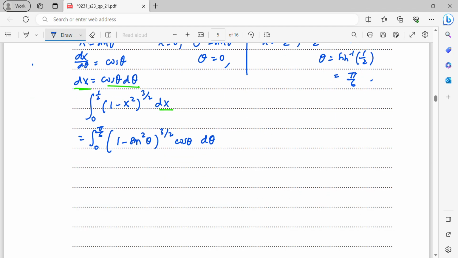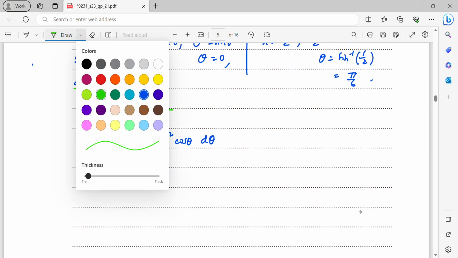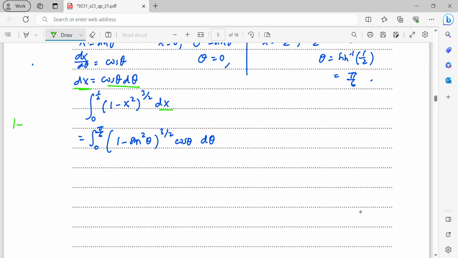Okay, so we have a formula here. 1 equals sine squared theta plus cos squared theta. This is the identity. So now I get 1 minus sine squared. Move the sine squared to the other side, it will be cos squared theta.